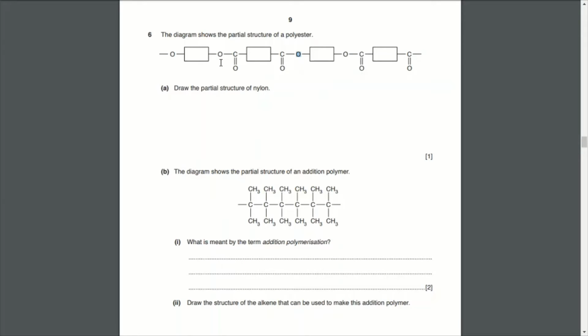Moving on to part B, the diagram shows the partial structure of an addition polymer. What is meant by addition polymerization? Addition polymerization is simply when many monomers react together and they form one product. Make sure you mention that it forms only one product and not more than one product. Like in condensation polymerization, most of the time water is formed. However, in addition polymerization, only one product is formed, and that is only the polymer of that monomer.